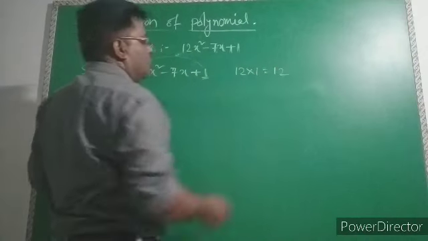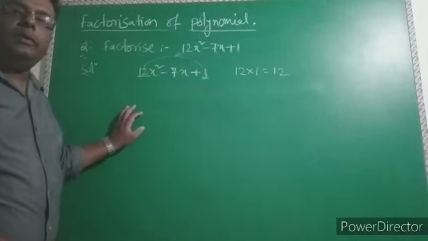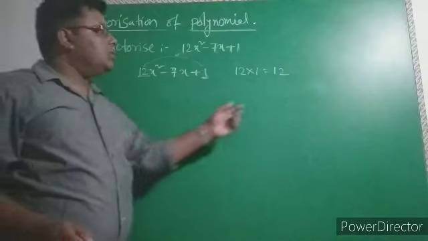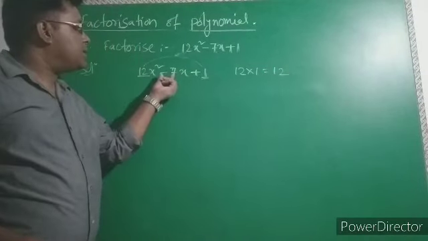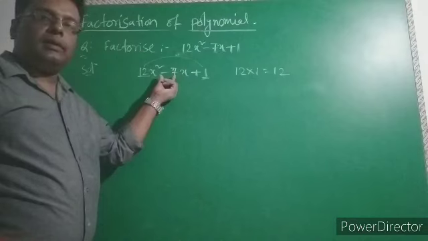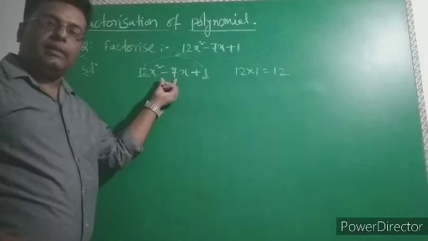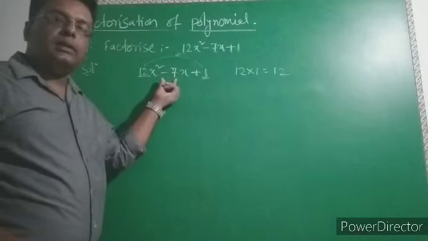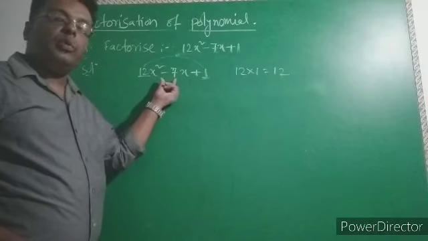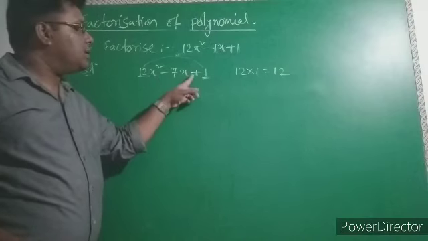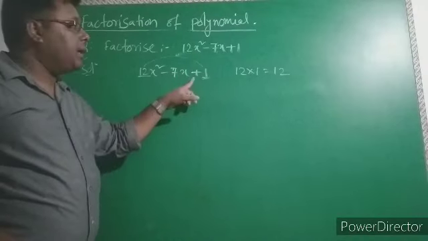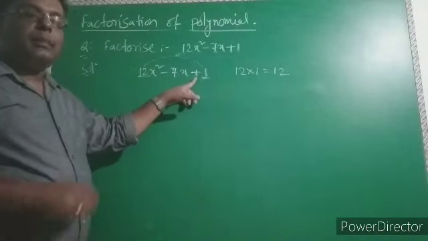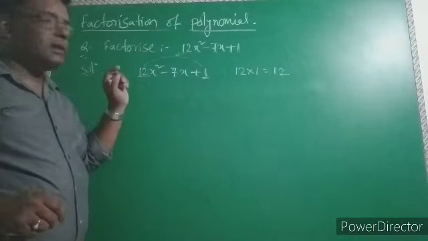will be 12. Now we have to find any two integers whose product is 12 but the sum is minus 7. Since the sum is minus 7, both should be negative numbers, because the product is positive and the sum is negative, then minus into minus becomes plus, minus plus minus becomes minus.